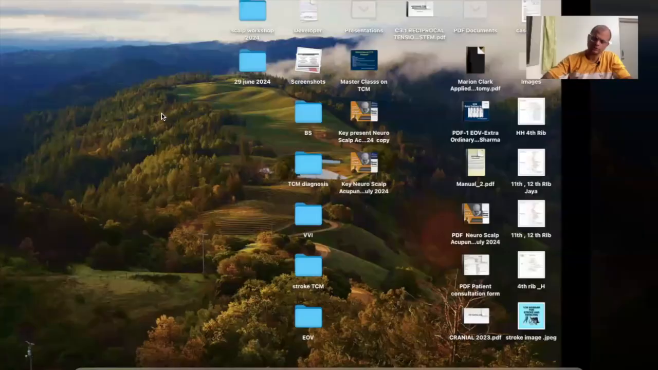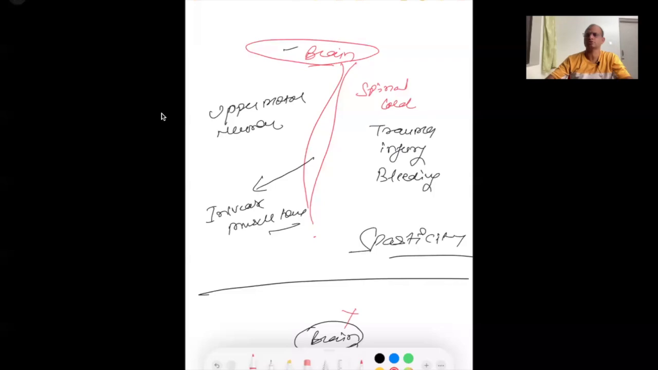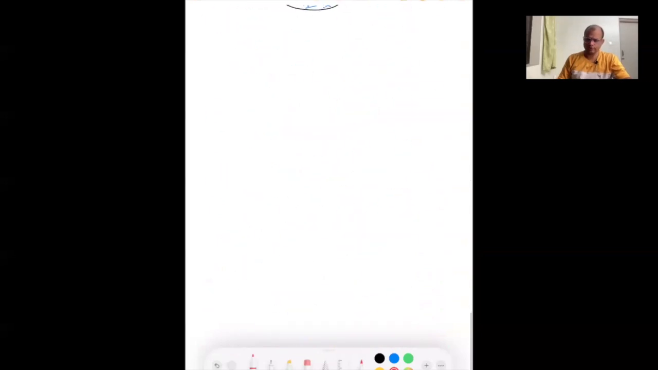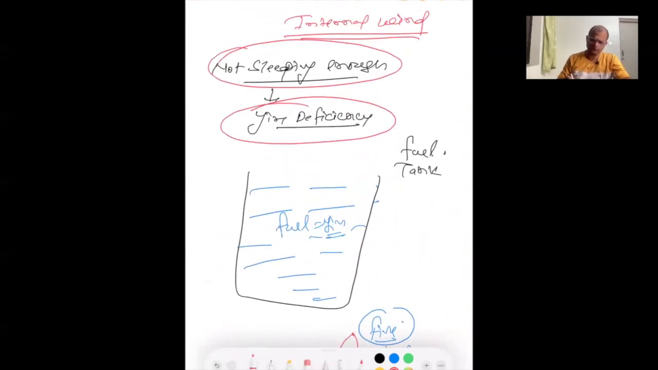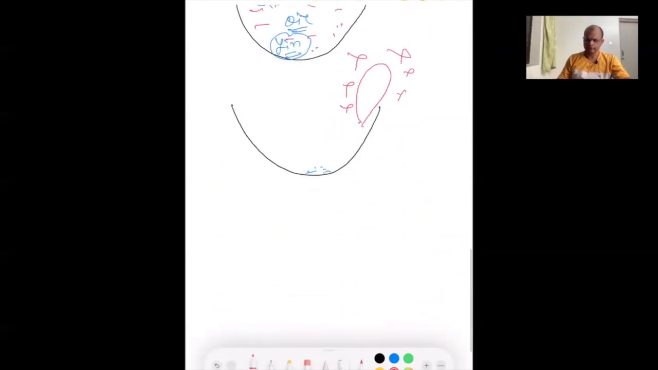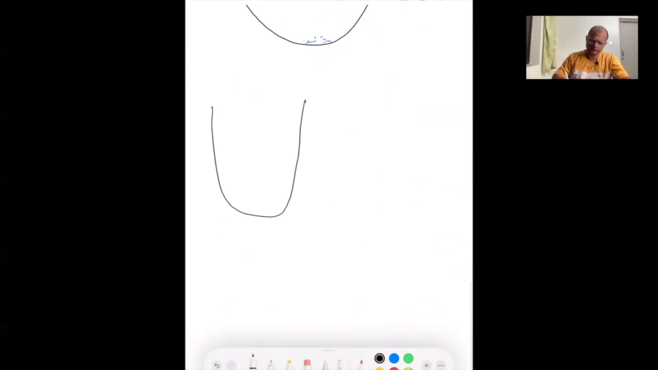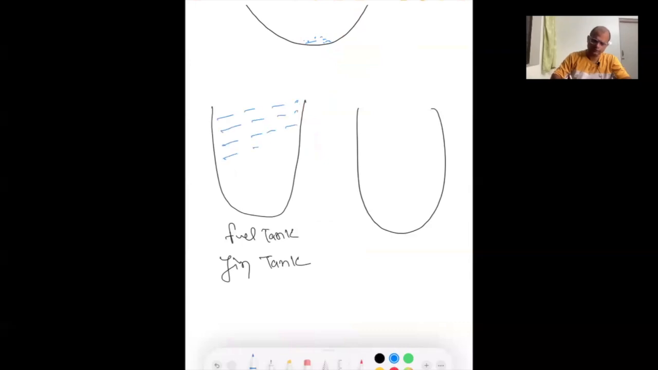So now, if the person is doing more work, workaholic in nature, not sleeping enough at night, or not taking nourishing food, suffering with the fuel deficiency or the yin deficiency. So what will the fuel tank be? The fuel tank previously was like this. This is the fuel tank, or the yin tank. Previously there was good fuel, but now you have not slept enough. So now fuel consumed.